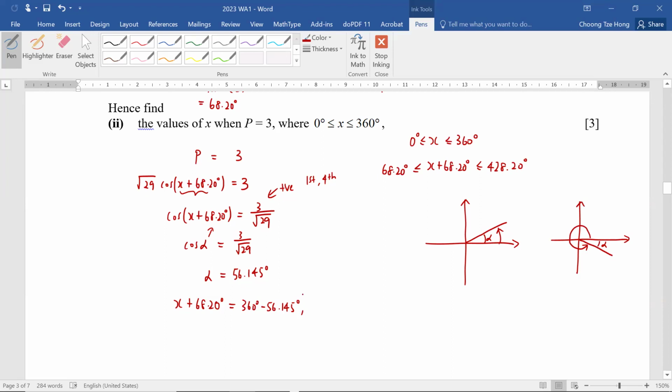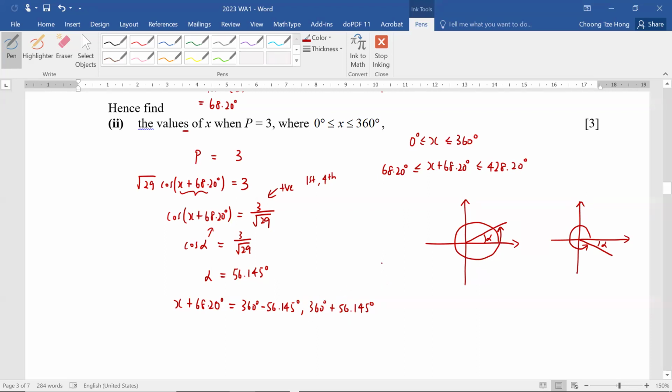Then you need to ask yourself, is there a second answer or not? You will realize that there is. In fact, the question gives you a clue: they say values of x. So we can actually make use of the first diagram over here. If the first angle in the first quadrant doesn't meet the criteria, then we can go one extra round and come back here. That will be 360 degrees plus 56.145. We are still searching in the first quadrant, but we go for the second round.